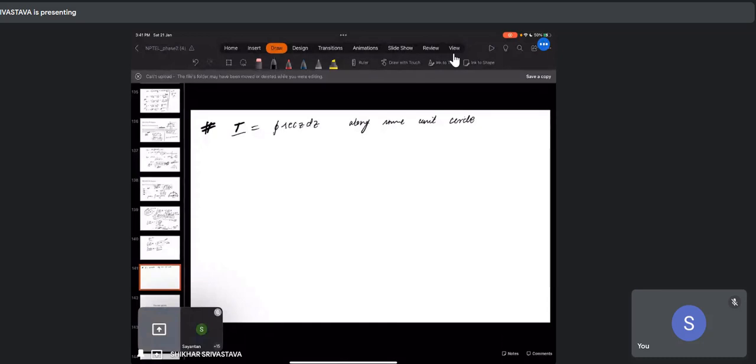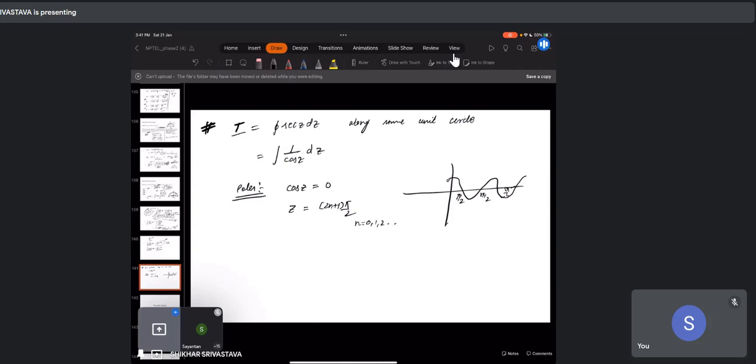So first of all, you can write this in the form cos z dz and find the poles. So cos z is 0. So z is what? (2n plus 1) pi by 2, because you know that cos is 0 at pi by 2, 3 pi by 2, 5 pi by 2, so for all these values, your cos is 0.